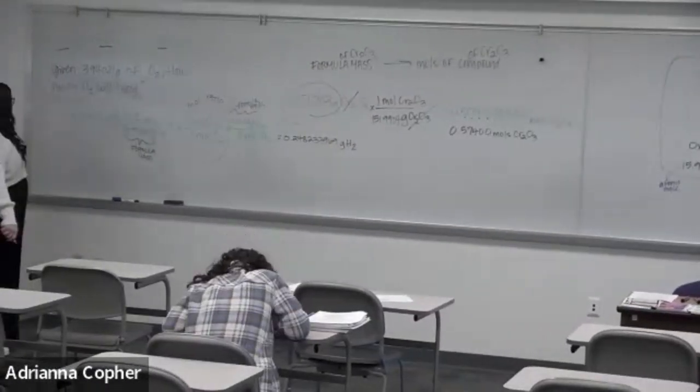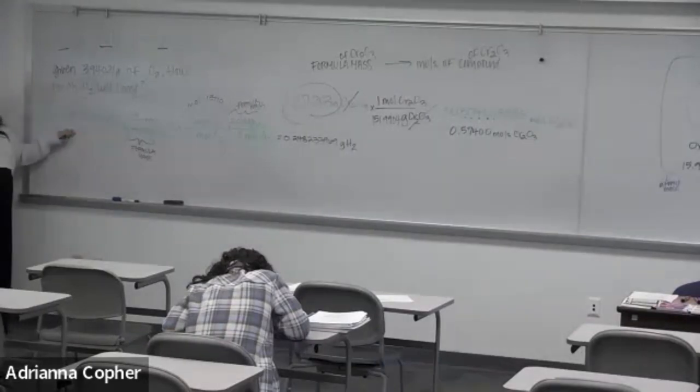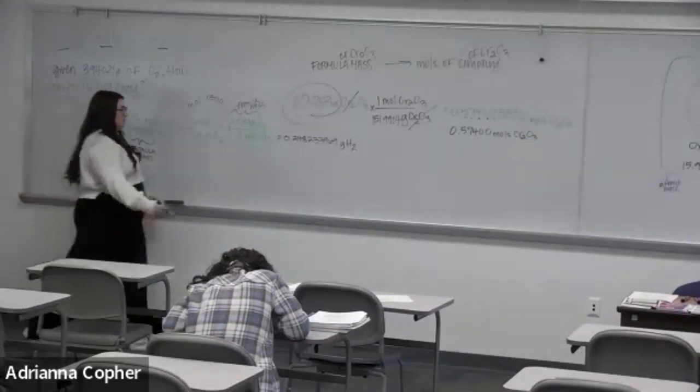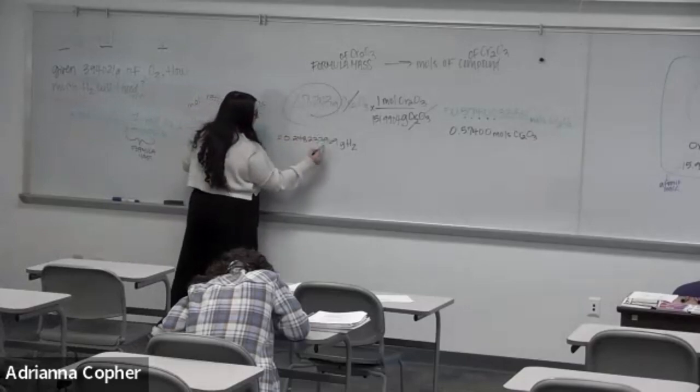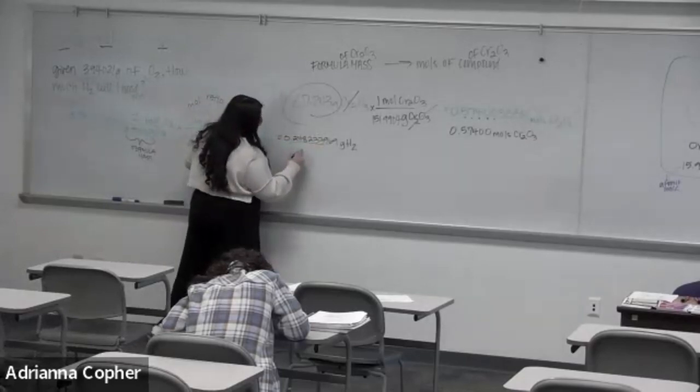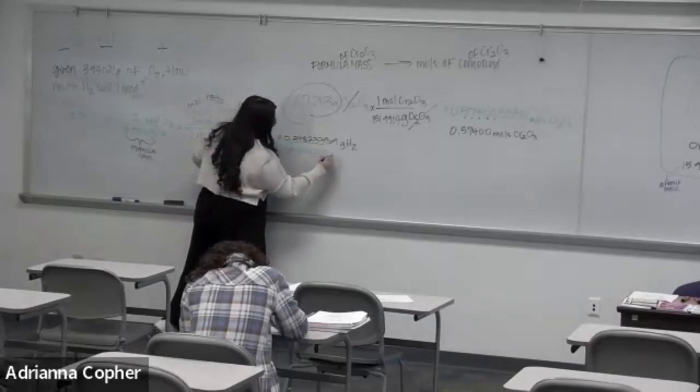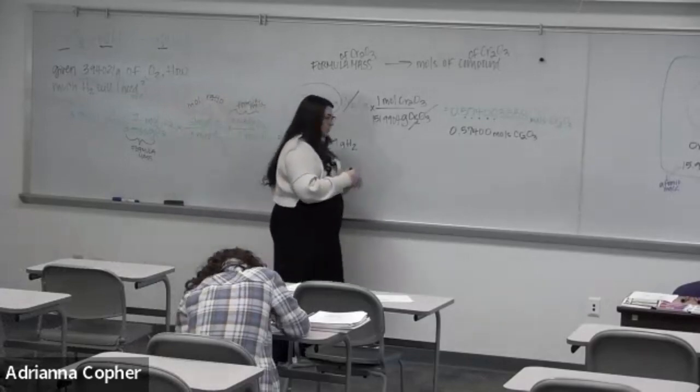Sig wise, is this correct? How many sig figs should I have? 1, 2, 3, 4, 5, 6. Do you have the count? 1, 2, 3, 4, 5, 6. That one becomes a 4, right? 4, 8, 4, 3. How do you feel about that one?